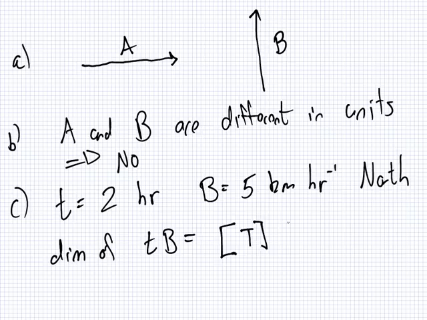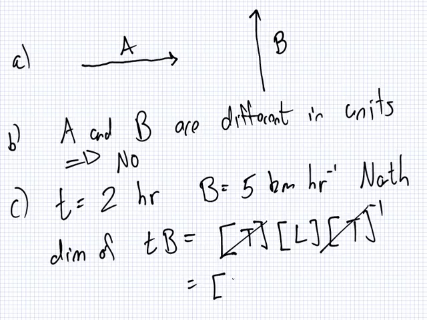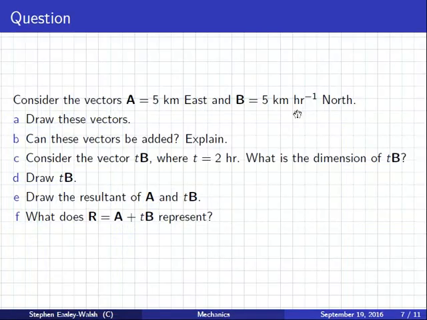And what's the dimension of B? Yeah, length per time. Or in other words, the dimension of TB should be length. So I didn't ask you what TB is, I want to know what's the dimension of TB. And when you really think about it, that makes perfect sense, because B is kilometers per hour, T is hours, so it's like saying this for 2 hours will make a length. Anyways, the answer is length.